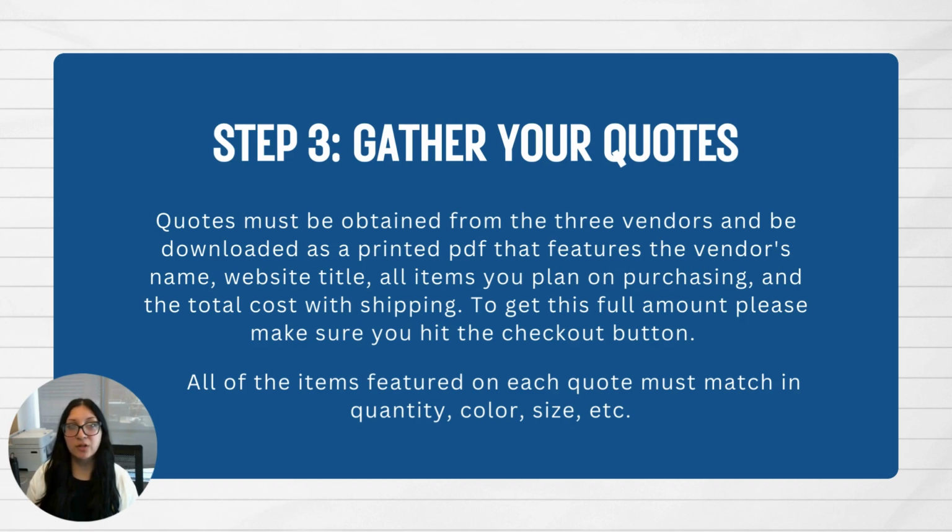So once you determine what you'd like to purchase, you will need to gather your quotes. These quotes must be obtained from three vendors and downloaded as a printed PDF that features the vendor's name, the website title, all items that you plan on purchasing, and the total cost with shipping. To get this full amount, please hit the checkout button. All items featured on each quote must match in quantity, size, color, etc.